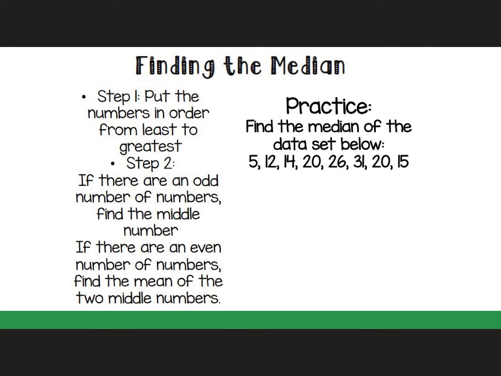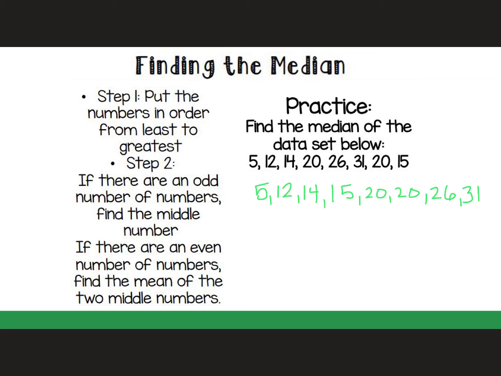Finding the median. Step 1, put the numbers in order from least to greatest. Step 2, if there are an odd number of numbers, find the middle number. If there are an even number of numbers, find the mean of the two middle numbers.